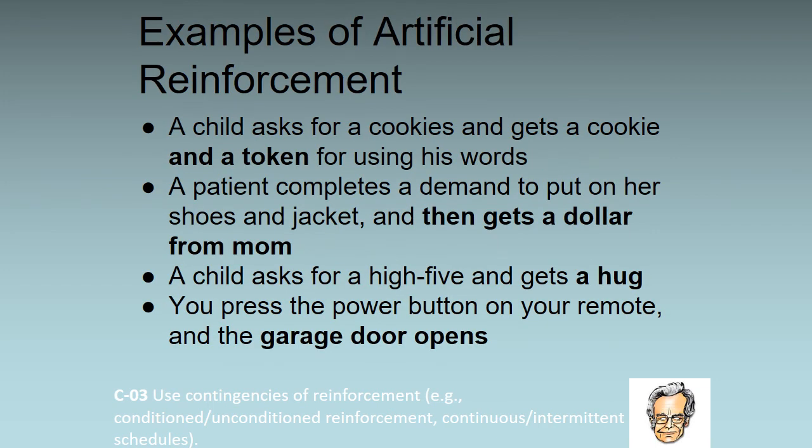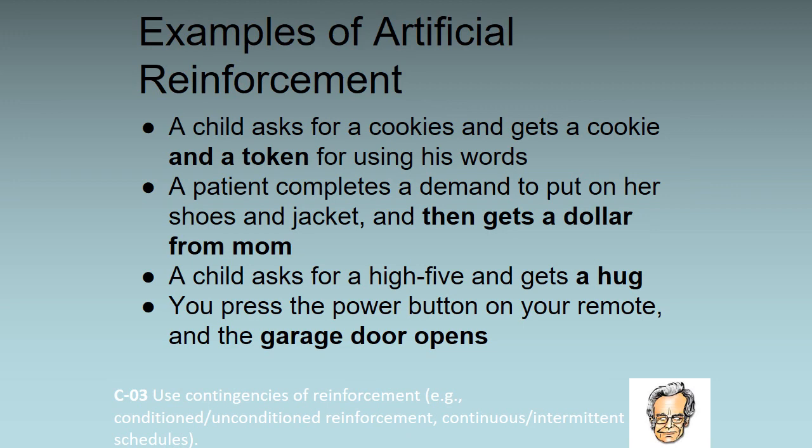Contrast this with artificial reinforcement. If a child asks me for a cookie and gets a cookie and a token for using his words, so again, they got the cookie but they also got the token because they actually used their words, that would be artificial reinforcement. The token is not a natural result of them asking for a cookie. If the patient completes a demand to put on their shoes and jacket and then gets $1 from mom, that's an artificial reinforcement, right? It's not natural to get the $1 just for putting your shoes and jacket on. But because we're using it as artificial reinforcement, there, it would be there.